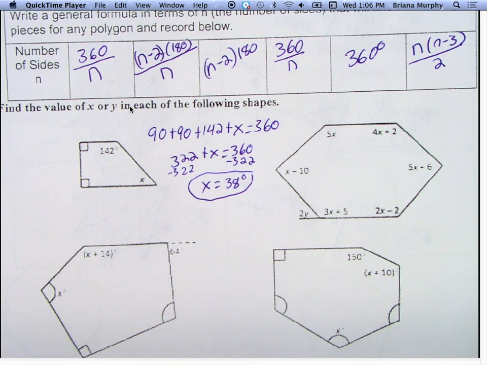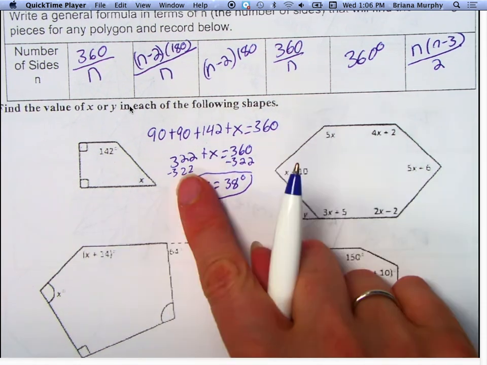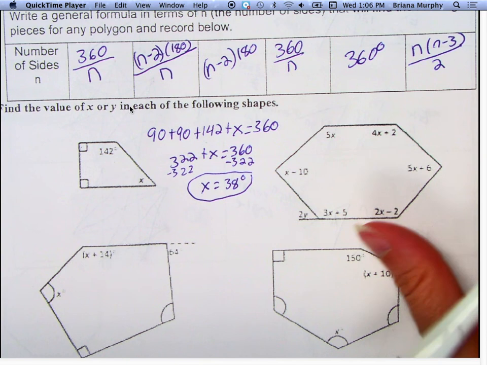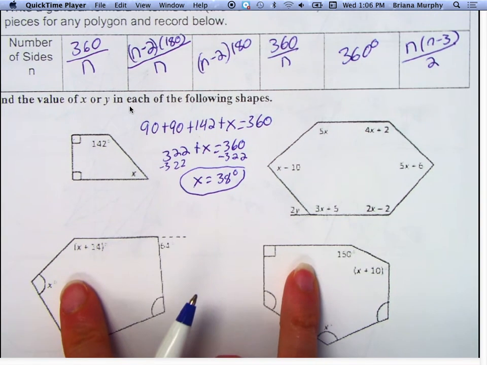Does that make sense? Where did I get 322 from? 90 plus 90 is 180. 180 plus 142 is 322. Okay, let's do this next one here together, and then you'll do these two at the bottom on your own.